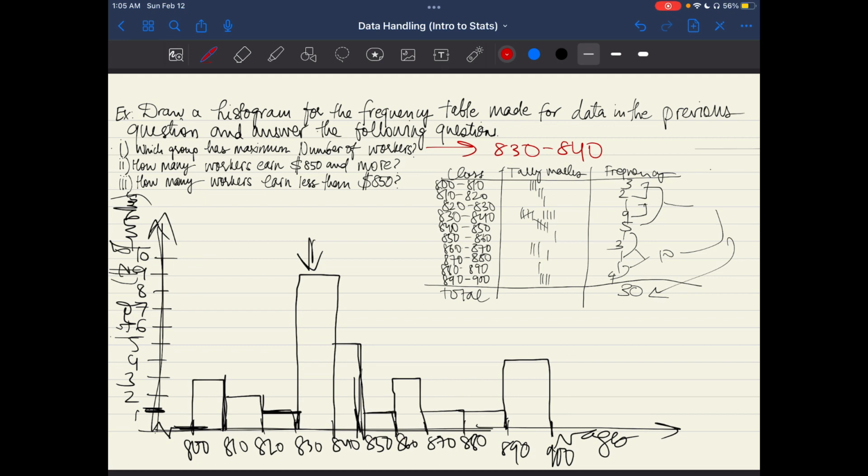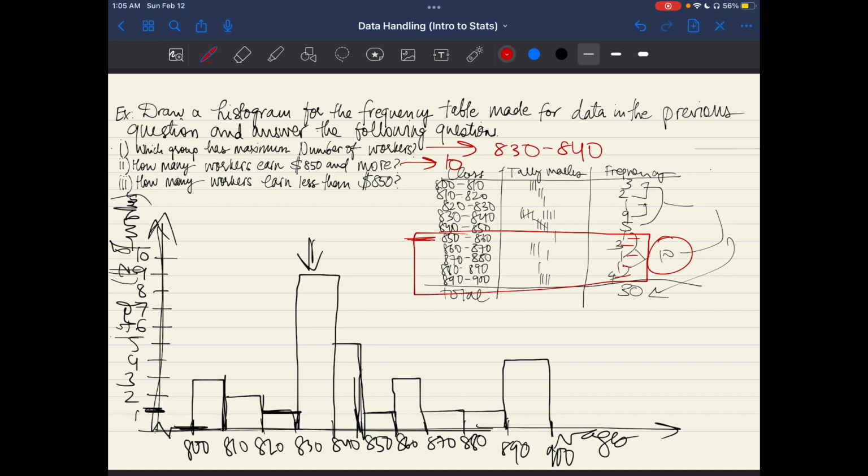And now the next question is, how many workers earn 850 and more? If we look at the frequency distribution table for 850 and more, 850 is included in this interval class. So all of these is basically what they're asking for, and we can just add all these up. So it's 1, 3, 1, 1, 4, and it adds up to 10. So there are a total of 10 workers that earn 850 and more.